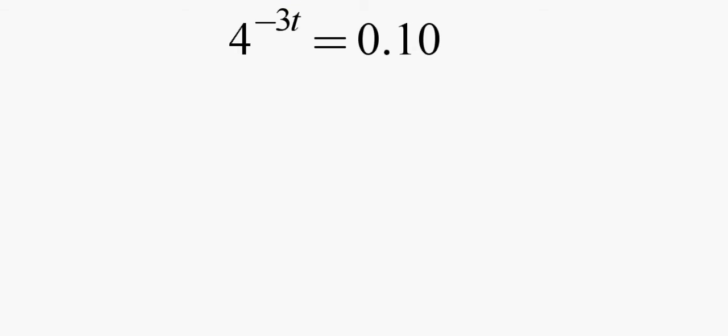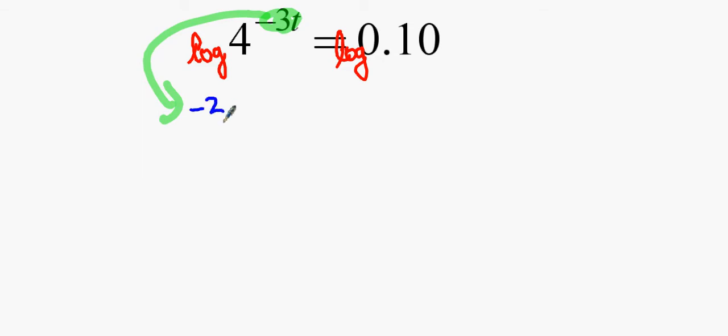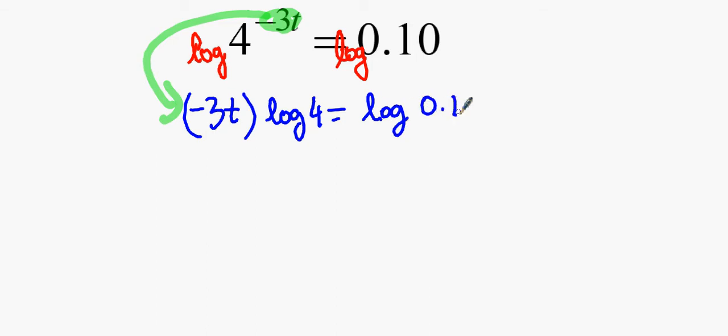Same idea here. We take a log of both sides. So again, this allows me to take the exponent up here. So I can say that's negative 3t times log 4 equals log 0.1.